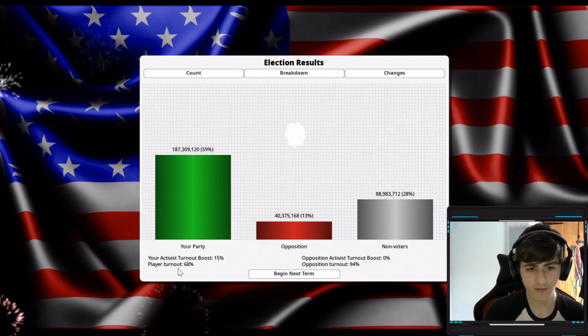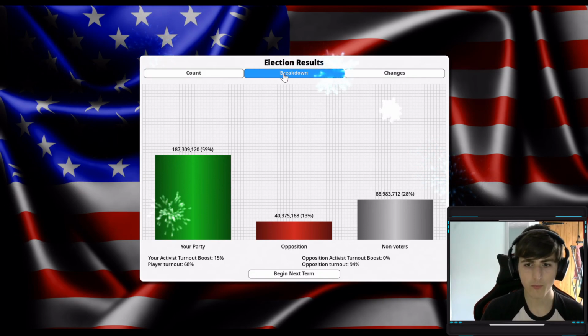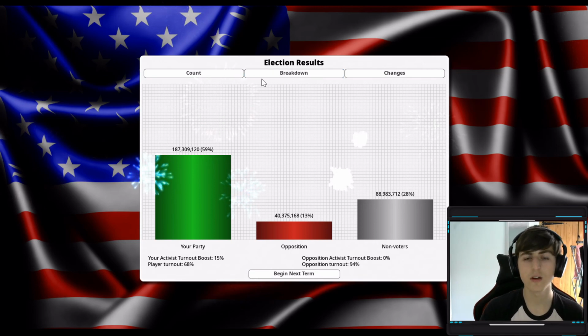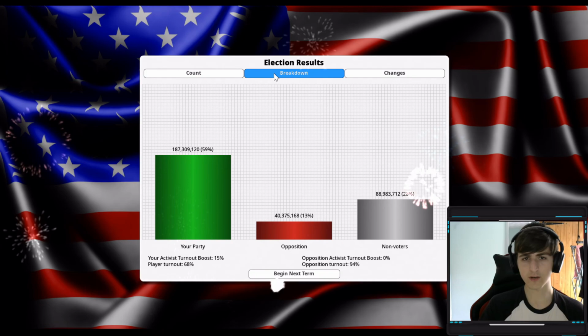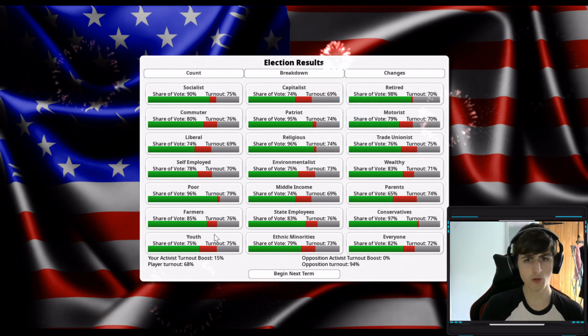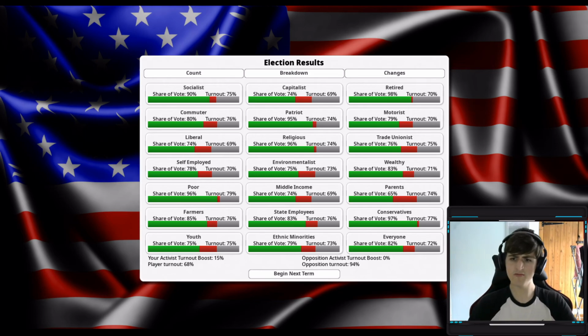Interestingly though, that was my turnout. So that's the main count. We can break it down a little bit, but the opposition turnout was actually 94%. So this suggests that the opposition have voters who are very determined to get me out of office. So we'll have a look here. I'm actually more surprised by some of them.